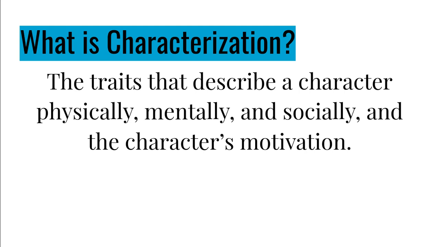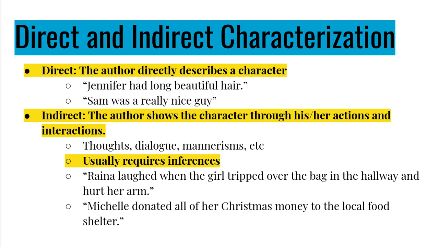So, as we study this story, you need to think about what is characterization and how does it make up this character? How is this character described? So there's two types of characterizations. There's indirect and direct. Direct is usually the easiest one for you to identify. Direct's when the author directly describes the character. That's how it gets its name.